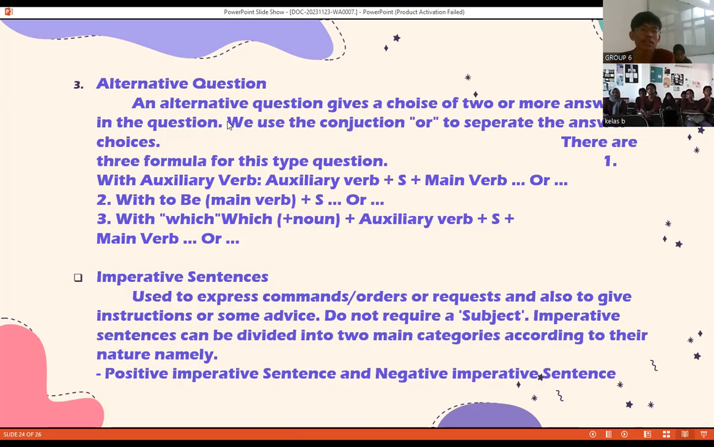Then there are alternative questions. These questions give a choice of two or more answers in the question. We use the conjunction 'or' to separate the answer choices. And there are three formulas for these types of questions. You can see at the slide.